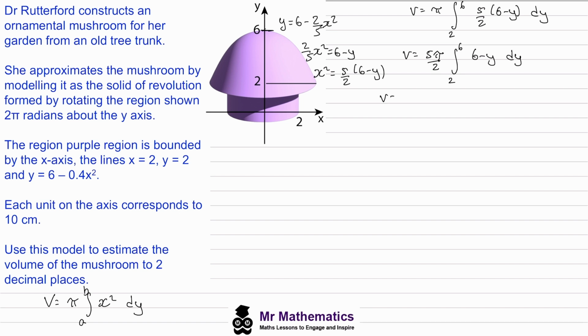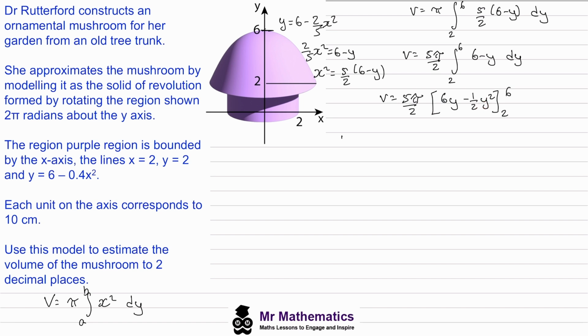So the volume will be 5 pi over 2. We integrate the 6 and we get 6y. We integrate the y and we get 1/2 of y squared between the limits of 2 to 6. Now we can substitute in our limits. The 6 times 6 will give us 36. And then half of 36 will be 18.